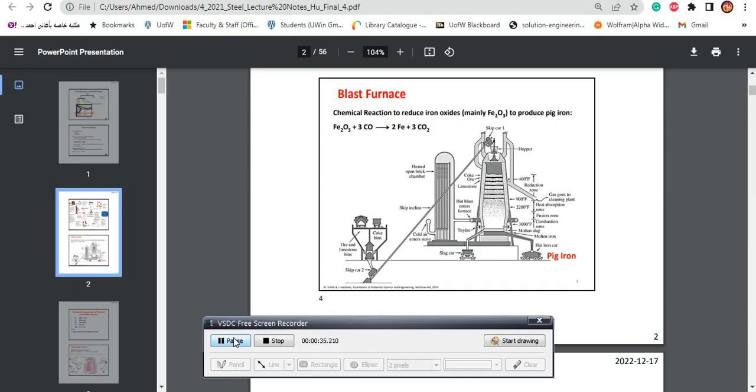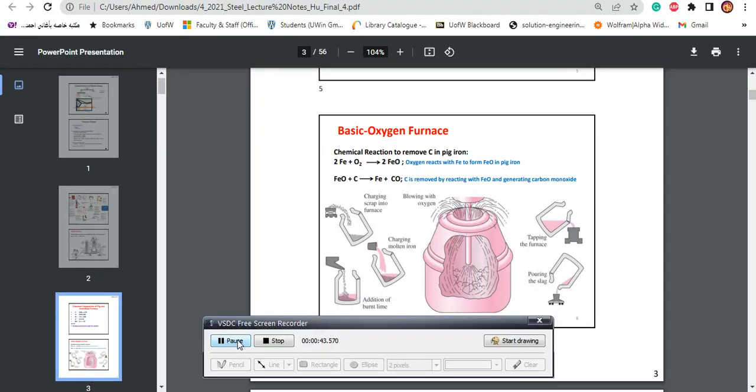To produce pig iron we use Fe2O3 plus 3CO and we get 2Fe plus 3CO2. To remove C in pig iron, we do 2Fe plus O2, it gives us 2FeO. From there we say FeO plus C, we get CO2 plus Fe. We get CO plus Fe.